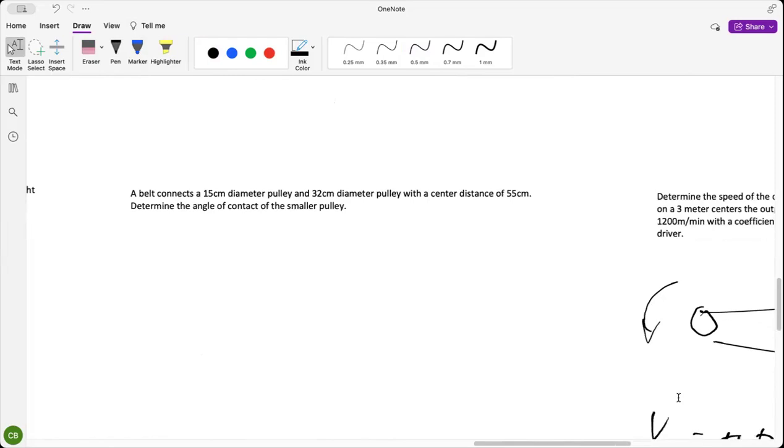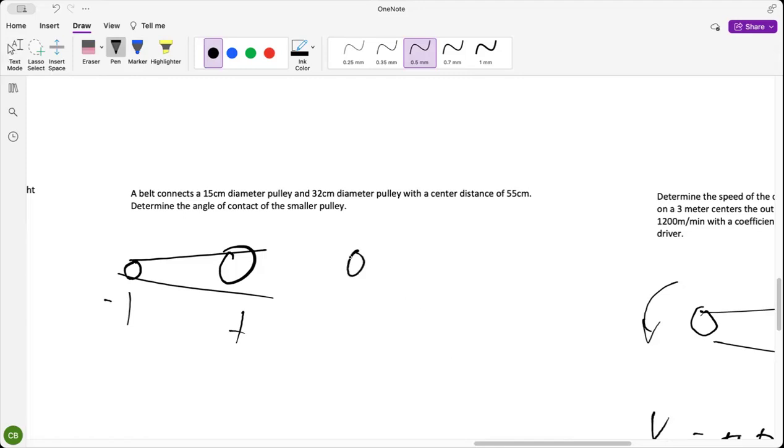So for this one, you have a belt that connects a 15 centimeter diameter pulley and a 32 centimeter diameter pulley with the center distance of 55 centimeters. So we have a pulley here, a pulley bigger here. So it's like this. Then this is the center distance. So you have the formula of the theta. Theta is equals to 180 degrees minus 2 alpha.